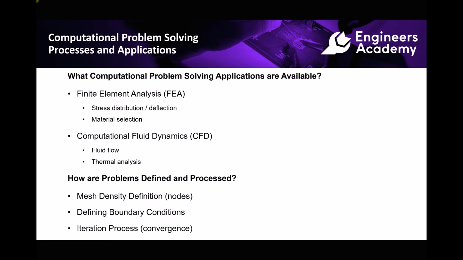So just to summarise, in this video we've looked at some of the computational problem-solving processes and applications that are available to engineers. We've also discussed how these problems can be defined and processed. So what we're going to do in the next video is we're going to come up with one of these models or approximations, and we're going to carry out some simulations or some calculations until we achieve convergence. We're going to use Excel for this so that you can see how this process works within the computer-aided engineering software itself.